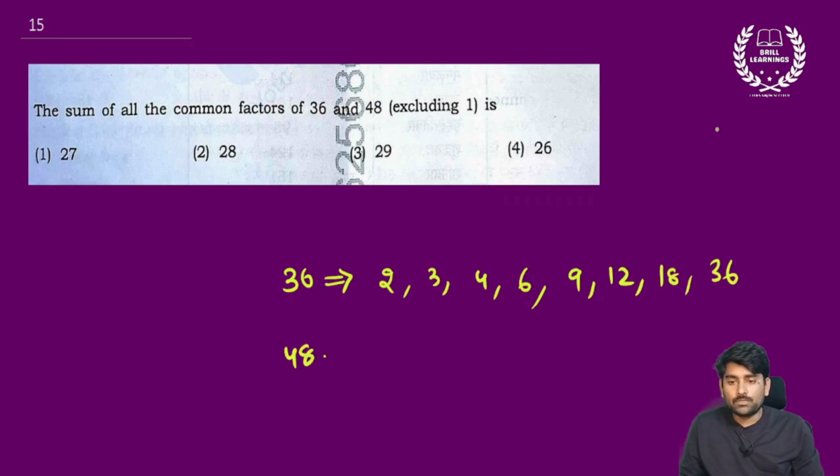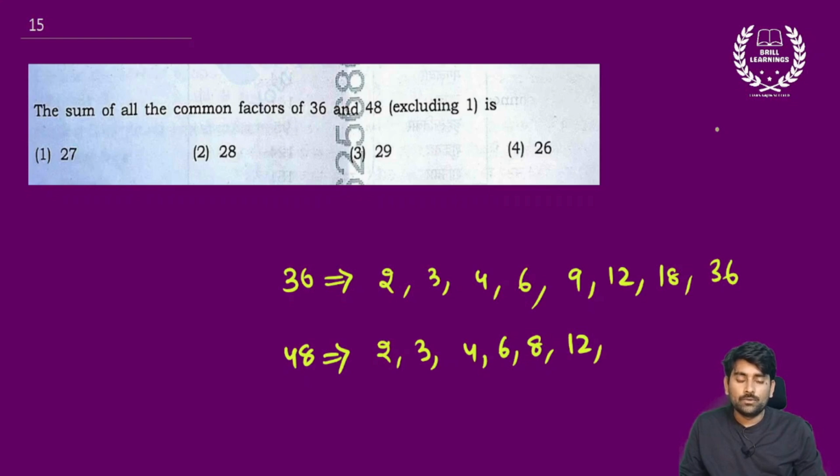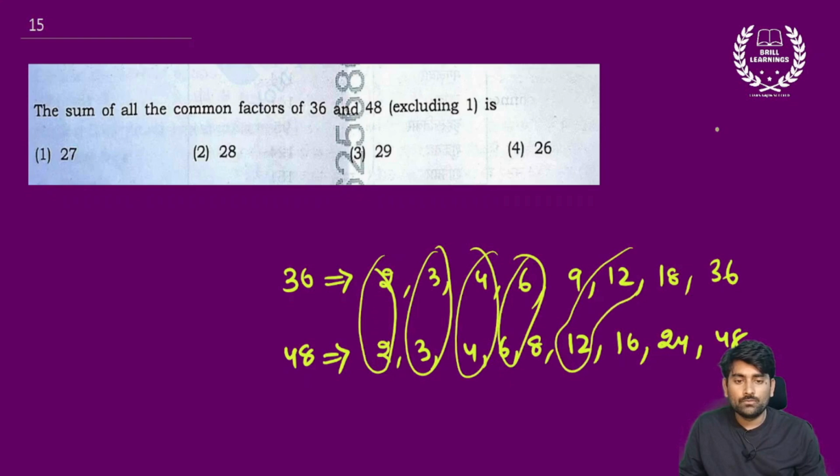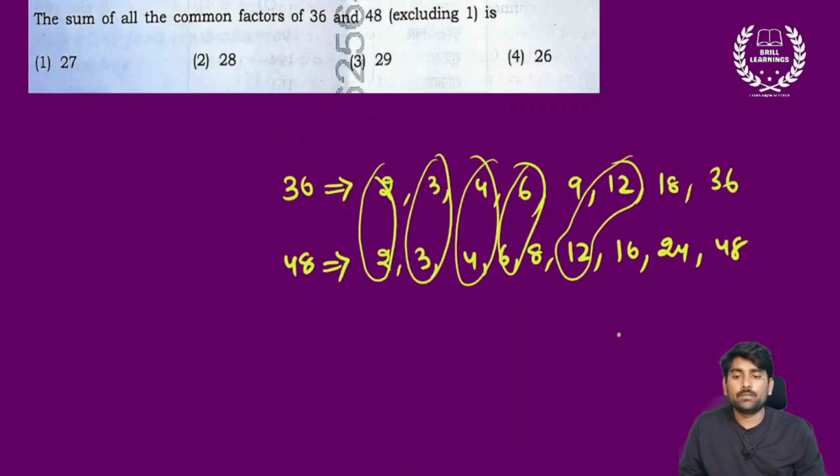Now write down the factors of 48. 2 is a factor, 3, 4, 6, 8, 12, 16 and 24, 48. Okay. Now, what are the common factors? List out those common factors and add up all. So 2, 3, 4, 6, 12. Anything else? Nothing. So these are the common factors. So add up these values.